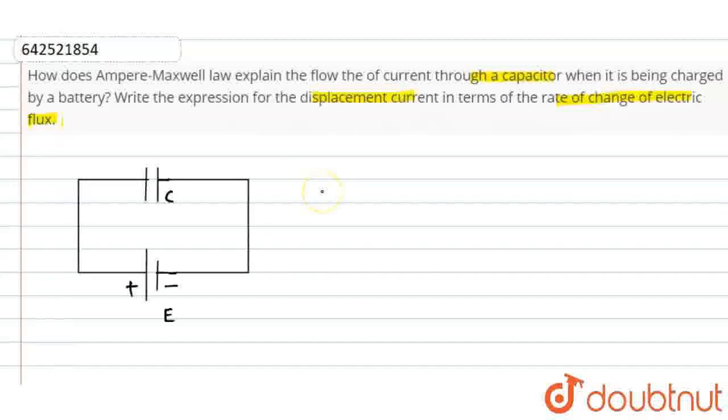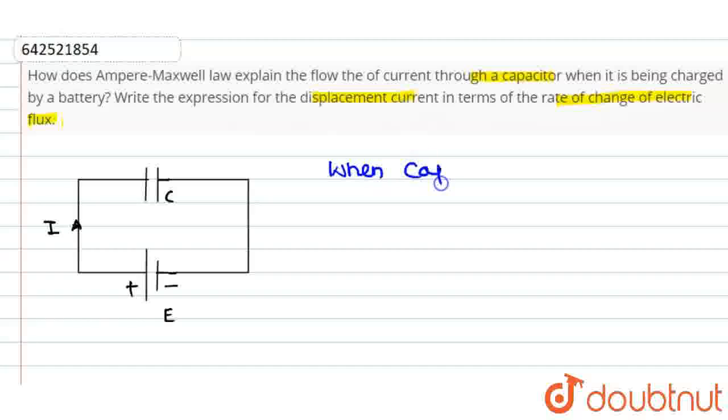When a battery is attached to a capacitor, the conduction current flows in the wire outside the capacitor. So this is the conduction current which flows through the wire outside the capacitor.